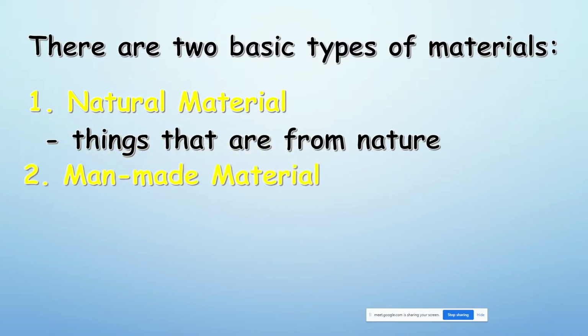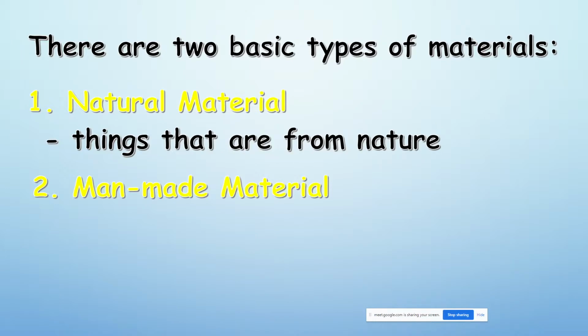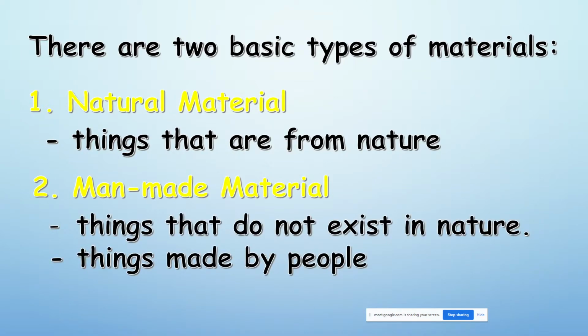Next we have man-made materials. Man-made materials are things that do not exist in nature. It means they are not from the mountains, they are not from the sea. People had to gather and collect natural materials, and then do something to them, turn them into something else. That is a man-made material. But usually, man-made materials also use natural materials in making them.